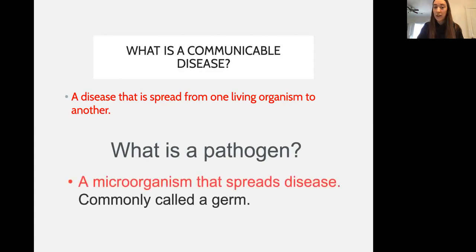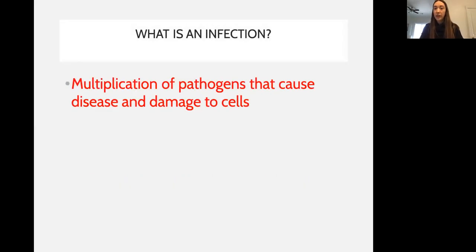A pathogen is the microorganism that causes disease, which is commonly called a germ. An infection is when pathogens start to multiply and then cause disease and damage to the cells inside of your body or inside the body of another living organism.